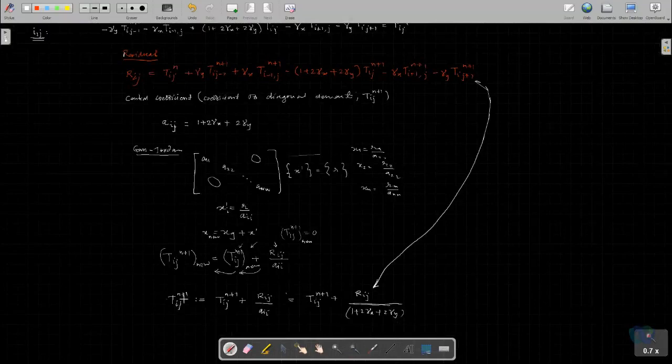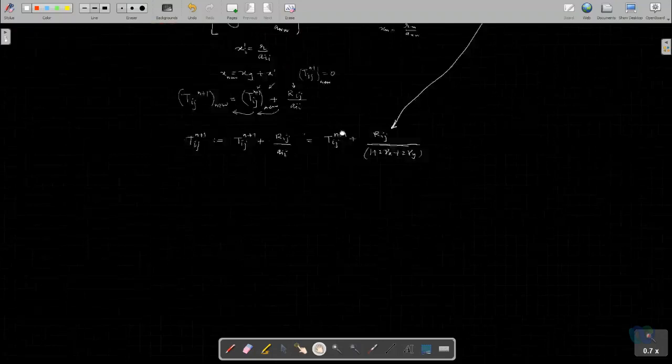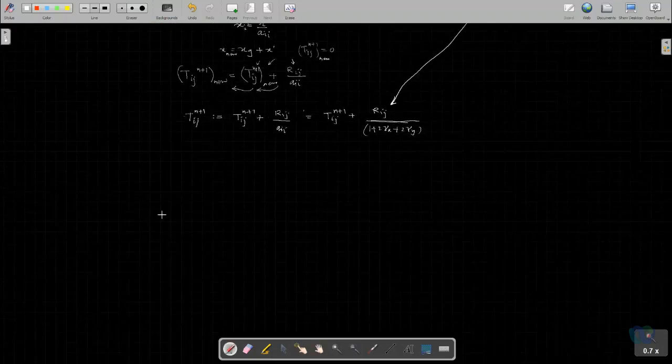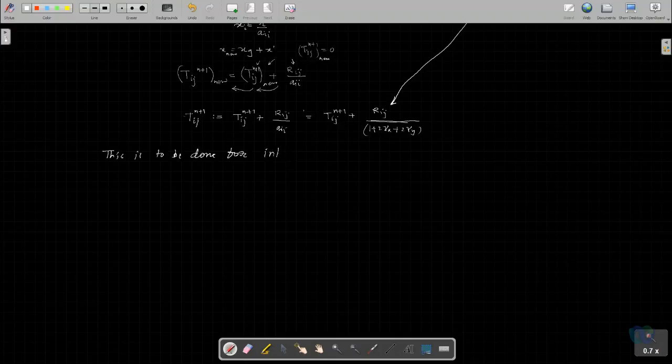So in this way, you keep on calculating these values. And this is to be done for interior as well as boundary points.